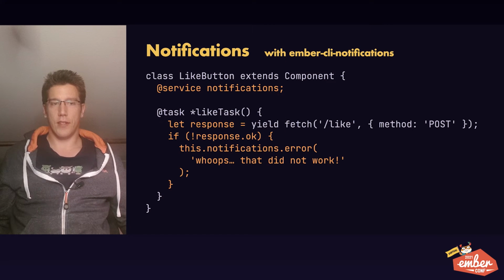And it looks like this. First, we inject the notification service. Then, if the request fails, we call the error method on the service to show an error notification.